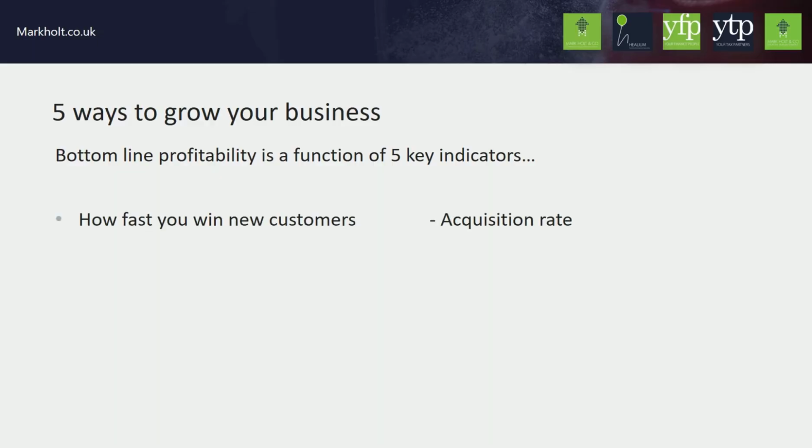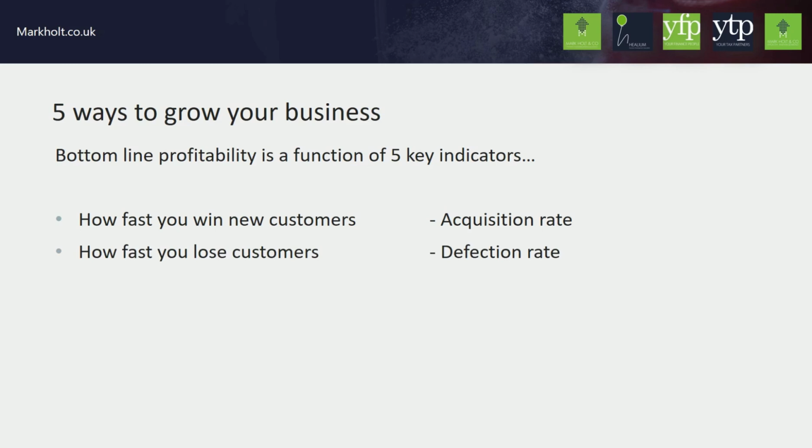We've run countless projects for all sorts of businesses, and we know there are really just 5 things that drive the bottom line. The first looks at the speed at which you are able to acquire new customers, your acquisition rate. Can you add 5% new customers each year or 25%? This is a measure of your marketing and sales effectiveness.